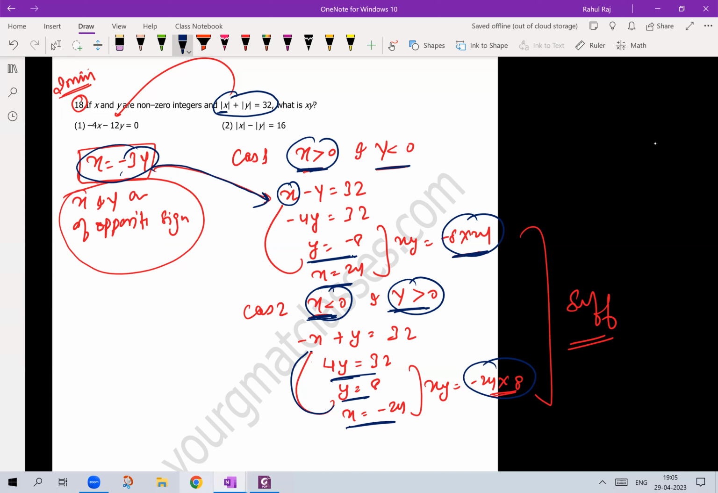Any doubt? Hank, Harendra, Priti, is this clear? Yes, Rahul.